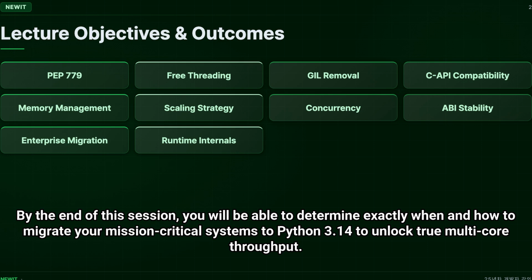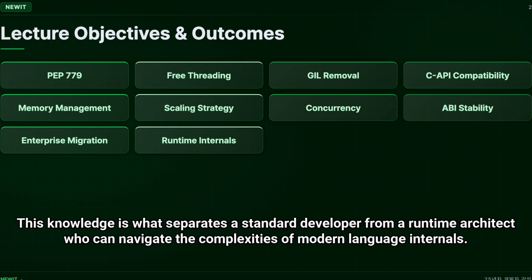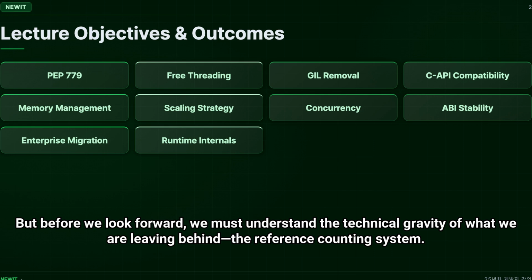By the end of this session, you will be able to determine exactly when and how to migrate your mission-critical systems to Python 3.14 to unlock true multi-core throughput. This knowledge is what separates a standard developer from a runtime architect who can navigate the complexities of modern language internals. But before we look forward, we must understand the technical gravity of what we are leaving behind: the reference counting system.